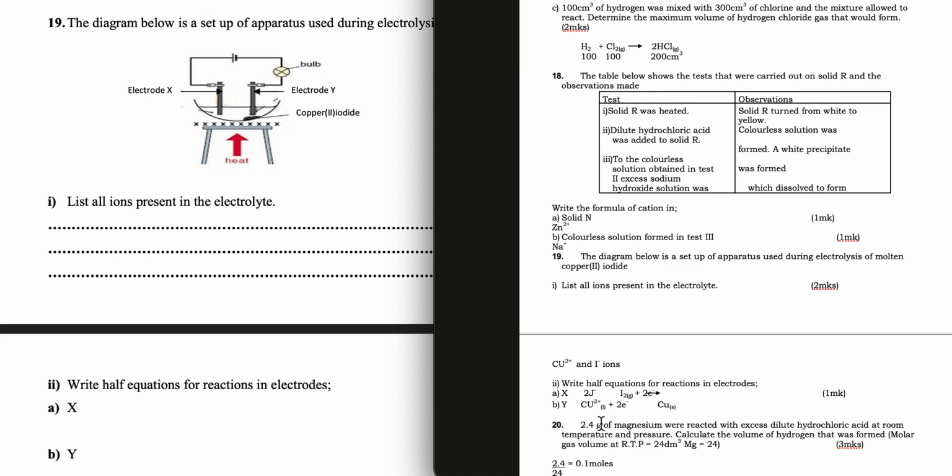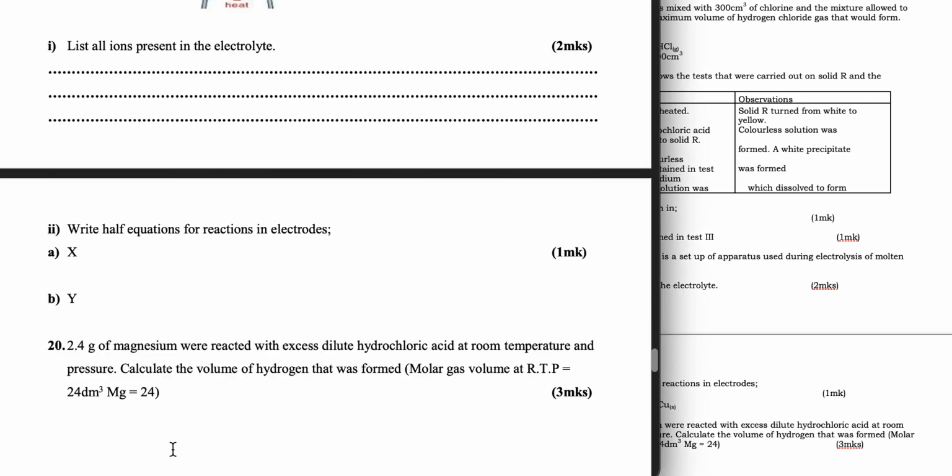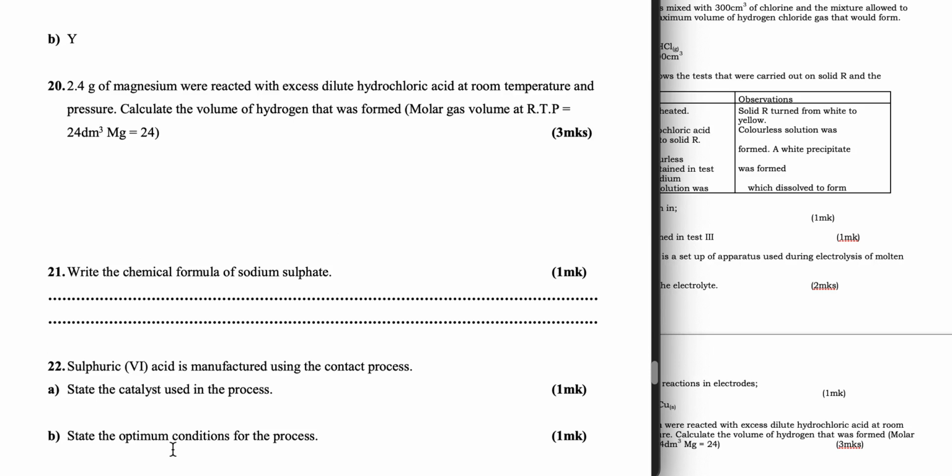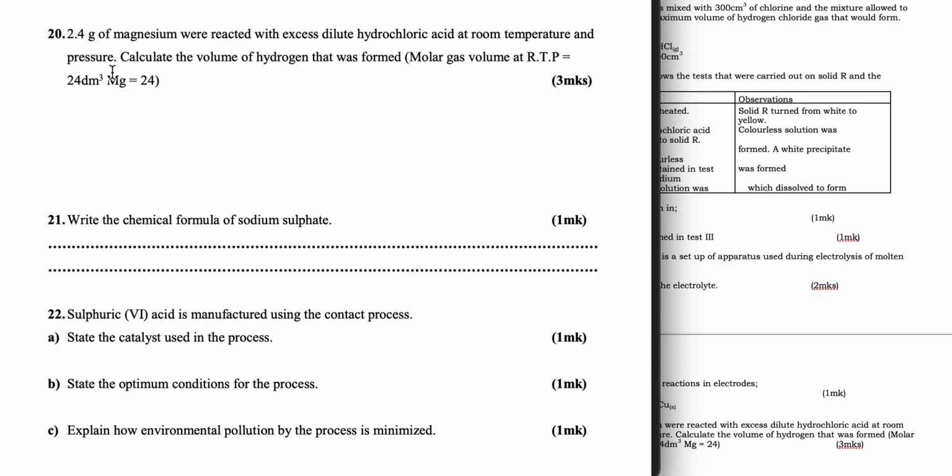So there's a question 20. 0.4 grams of magnesium were reacted with excess dilute hydrochloric acid at room temperature and pressure. Calculate the volume of hydrogen that was formed. Molar gas volume at RTP.